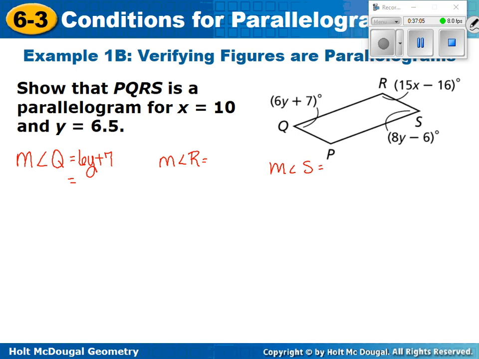What did they tell me y was? 6.5. So we're going to plug in 6.5. Multiply that out, add 7. Tell me what you get for angle Q. Kirsten says 46. Somebody agree with her? Yes. Okay. So I've got 46 degrees for angle Q.